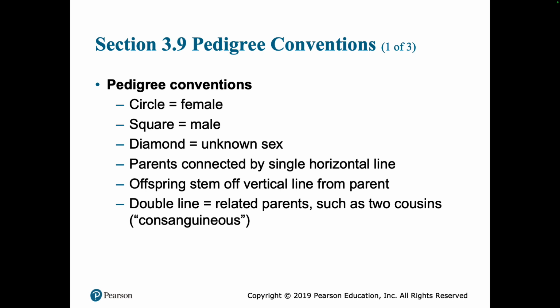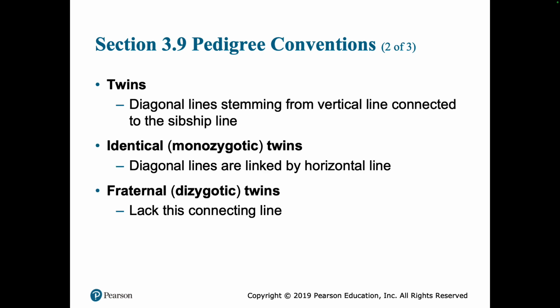Parents are connected by a single horizontal line. The offspring are a vertical line from the parent. If you have a double line, that means the parents were related, for example, 2 cousins. Other conventions: if the parents had multiples, twins or triplets, you would have diagonal lines that come from a vertical line. They basically are trying to indicate that 2 or more children were born from the same pregnancy.